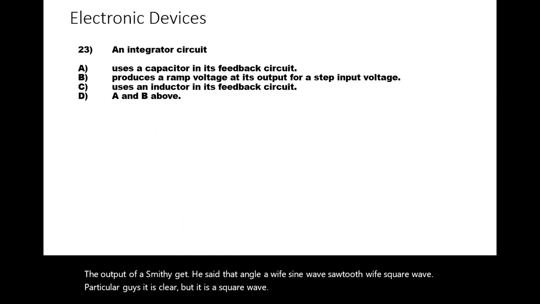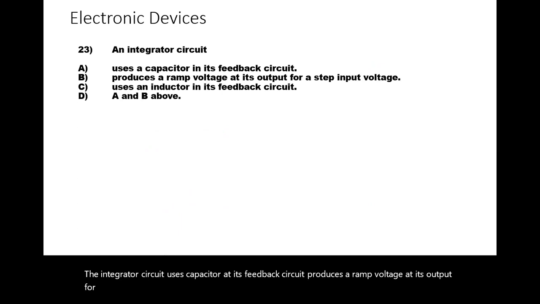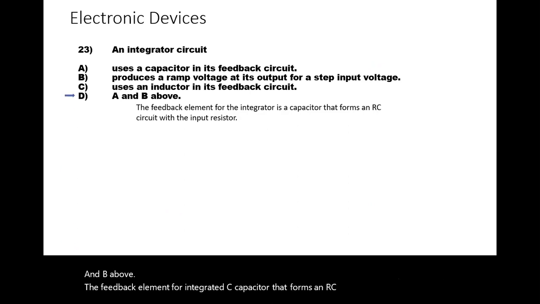The integrator circuit uses a capacitor in its feedback circuit, produces a ramp voltage at its output for a step input voltage, uses an inductor in a feedback circuit, A and B above. The feedback element for an integrator is a capacitor that forms an RC circuit with an input resistor. So the answer is A and B above.